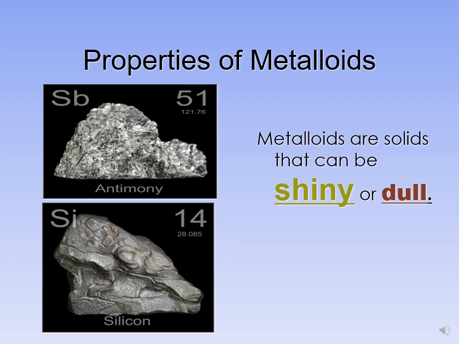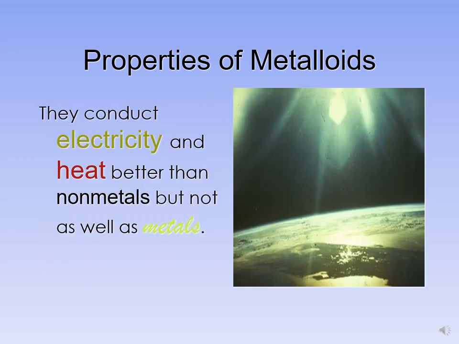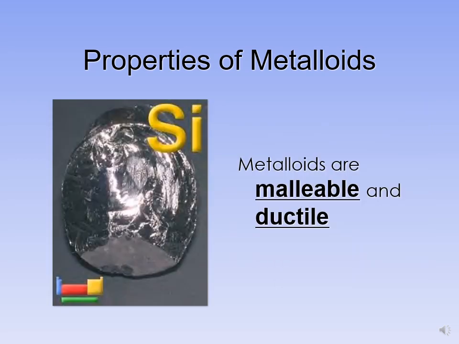this case like silicon. Recall that one of the primary uses for silicon is actually the generation of silicon wafers, which are the base plate for computer chips and also the base plate for photovoltaic cells for solar power generation. These metalloids generally do conduct electricity and heat better than nonmetals, but not as well as metals themselves. And some of them are malleable and some of them are ductile, really depending upon the element.